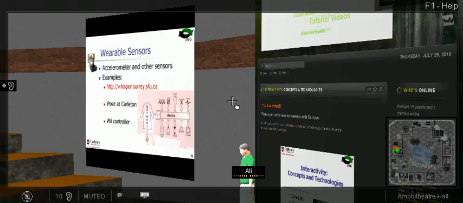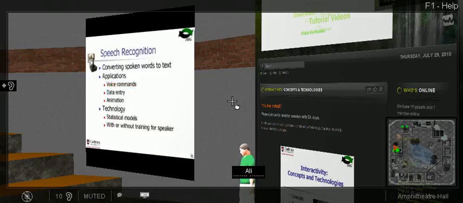So you basically, by breathing in and out, you are providing input to the system. You can imagine how it can be useful, for example, for many people who are completely disabled, and only by breathing in and out provide input to the system. And also, as I said, speech recognition is another thing. Speech recognition has been around for ages for voice command, data entry, or even animation.